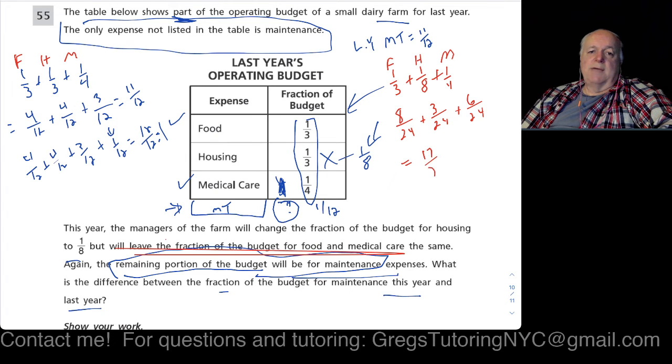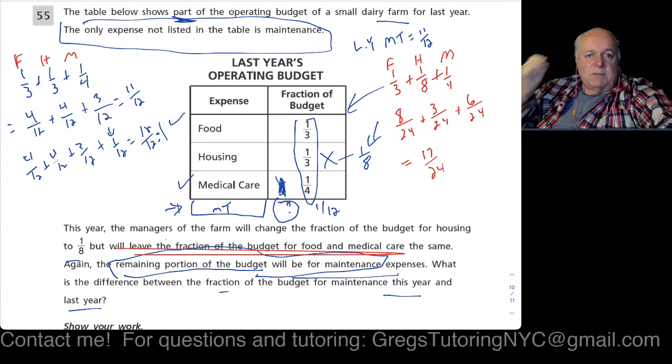If I did that right, let me just double check all this. We have a third plus an eighth plus a quarter: 8/24, 3/24, 6/24. 9, 15, 17. Yep, 17/24ths. Okay.